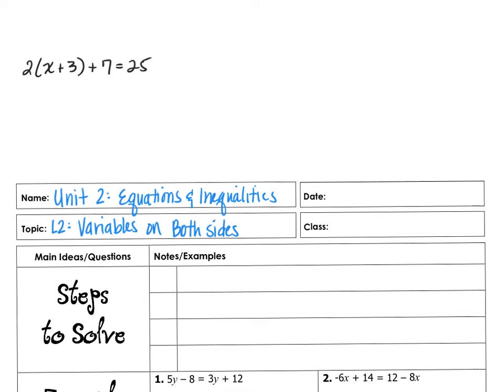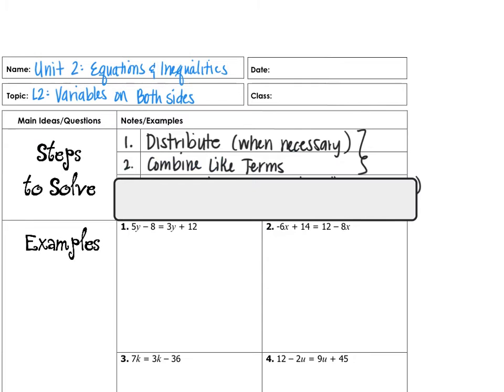Now we're dealing with equations that will have variables on both sides of the equation, and how do we handle having x's both on the left or on the right? So let's go ahead and get started. The first two steps to solve an equation that has variables on both sides are exactly the same as multi-step equations: distribute when necessary and combine like terms.